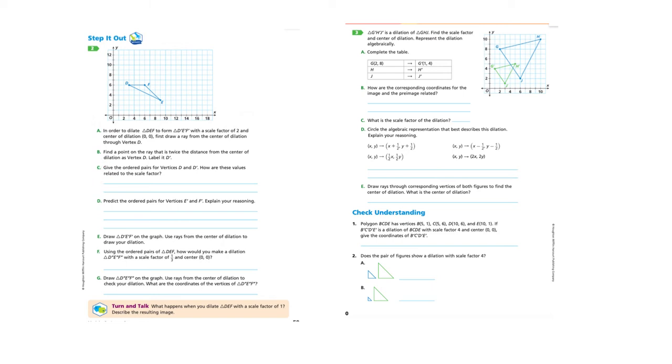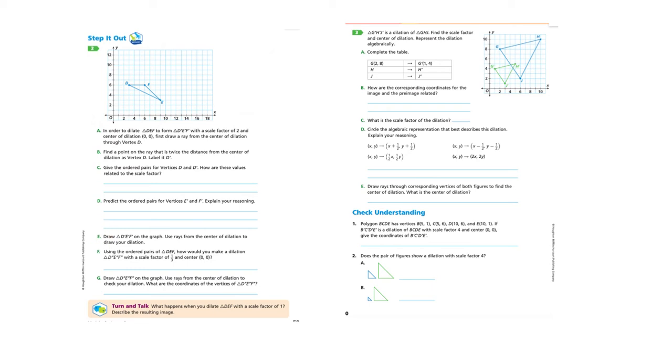Then give the ordered pair for vertices D and D prime. How are these values related to the scale factor? So again, take your time, really think about it, and you'll be able to answer that question. Then they want you to predict the ordered pairs for vertices E prime, F prime. So again, it'll probably help you to draw some rays and first predict and explain your reasoning.